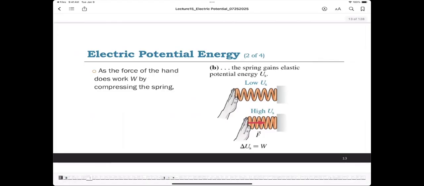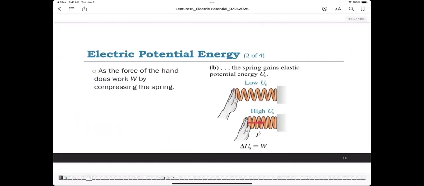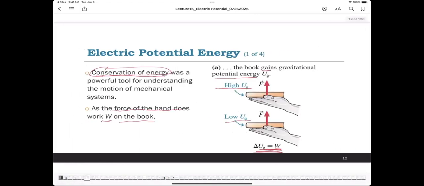This is the other example of how conservation of energy works. As the force of the hand does work W by compressing the spring, the spring gains elastic potential energy U_S, another kind of potential energy. The change in elastic potential energy, delta U_S, should equal W. That makes sense to you? This is an example of conservation of energy.